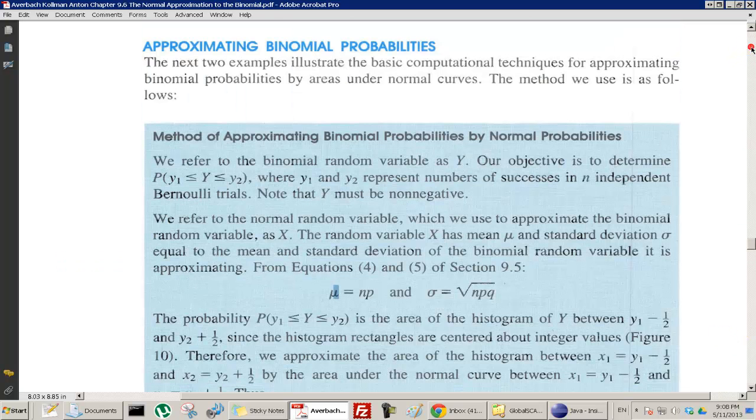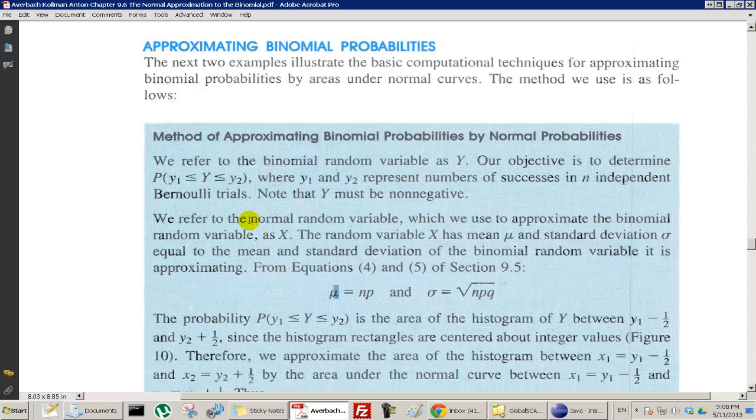All right, let's read what they say. We refer to the binomial random variable as y. Our objective is to determine the probability that y is between y1 and y2, where y1 and y2 represent numbers of successes in n independent Bernoulli trials. So we might say we toss a coin 100 times, y1 is 50 and y2 is 70, so we're asking what's the probability that we get between 50 and 70 heads. Note, of course, that y must be non-negative.